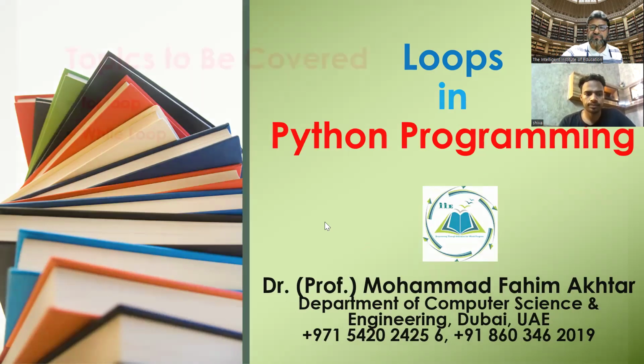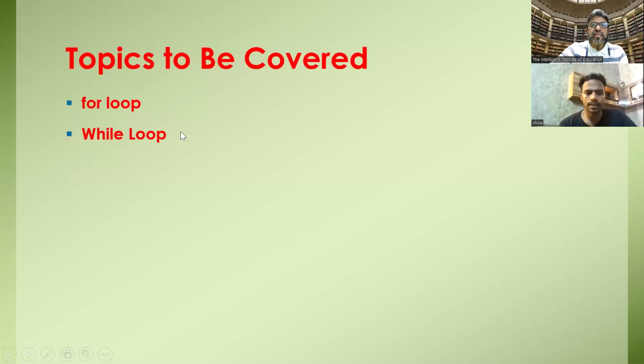Is this clear? Next, in this topic I am going to cover for loop and while loop. I think you already know that in C programming, C++ and Java there was also a do while loop. But in Python, we don't have a do while loop. We have only two loops, for loop and while loop. Is this clear?